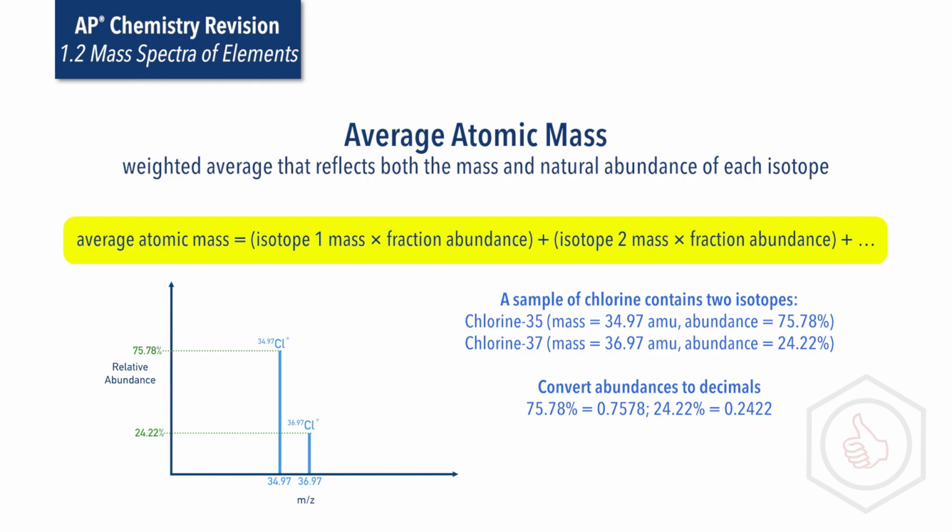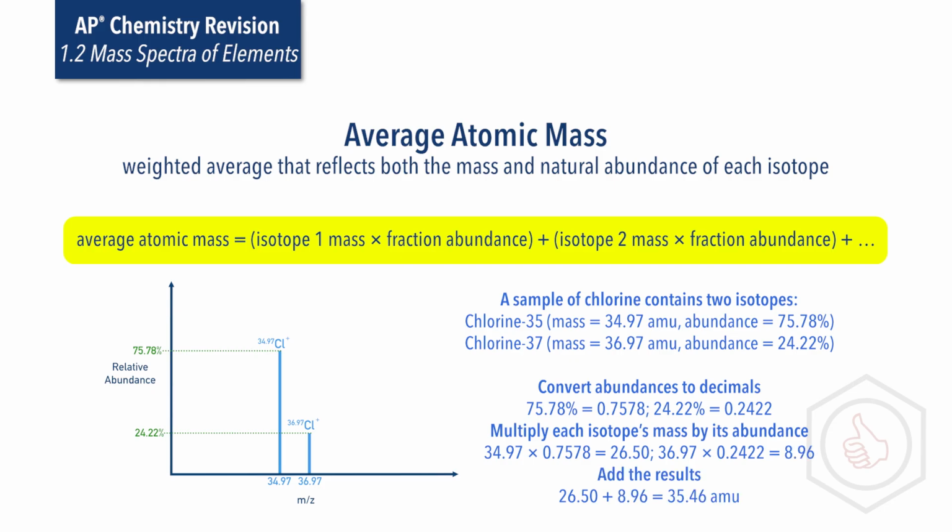We can multiply these decimals by each isotope's mass to give the relative atomic mass overall, so 34.97 times 0.7578 equals 26.5, plus 36.97 times 0.2422, giving 35.46 in total.